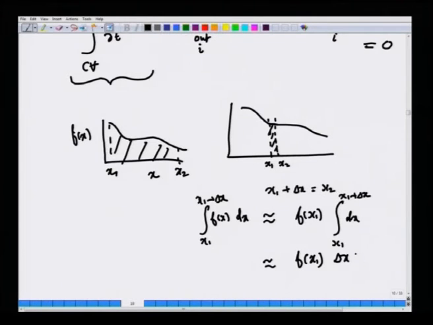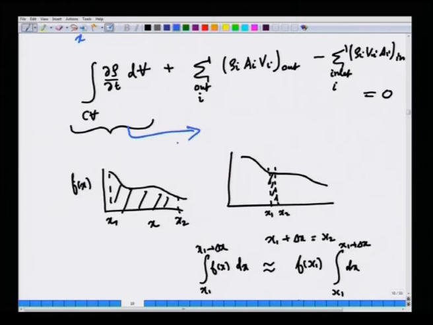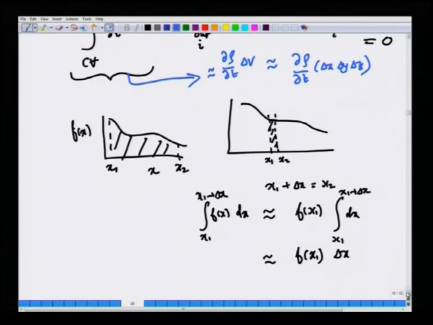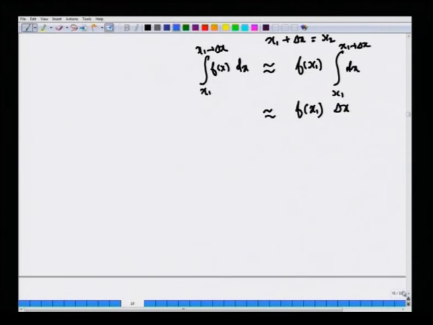The same thing can be said not just for a simple one dimensional integral, but also for a volume integral of the form written here. When delta V, the volume of the control volume, is very small, I can pull d rho dt outside and write it as approximately equal to d rho dt times delta V, which is of course delta x, delta y, delta z. That is a simplification that happens when we use differential control volumes.